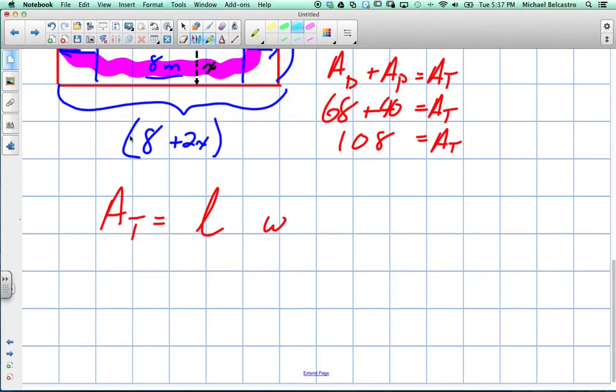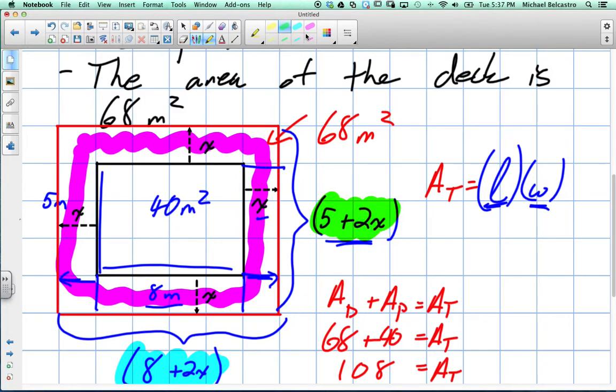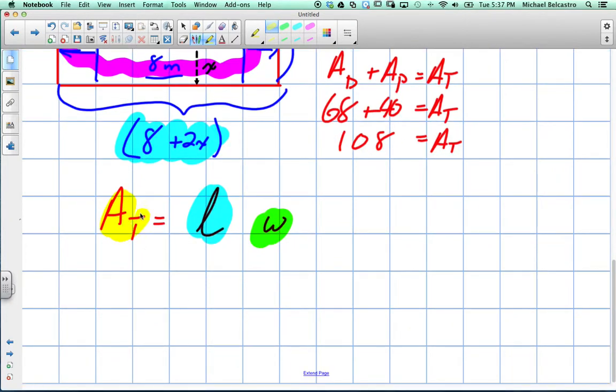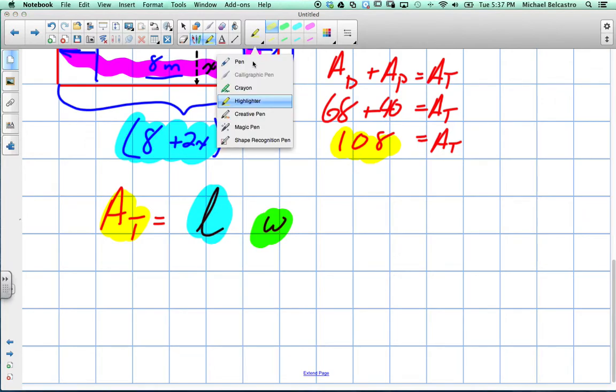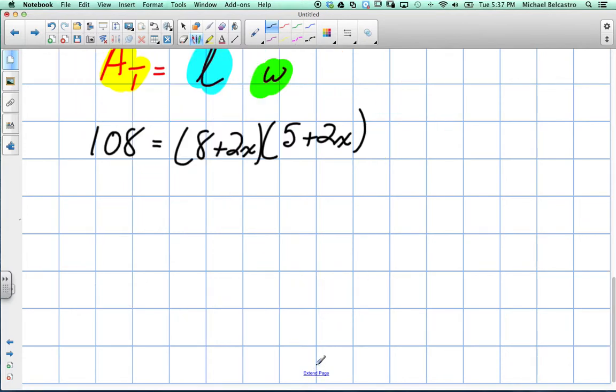Our new length is this, so replace it, and our new width is this, and our actual area itself is 108. So we have 108 is equal to length, which is 8 plus 2x, times width, which is 5 plus 2x. Okay, so I've built a formula here. So let's FOIL. This will still be 108 on this side. So we FOIL here.